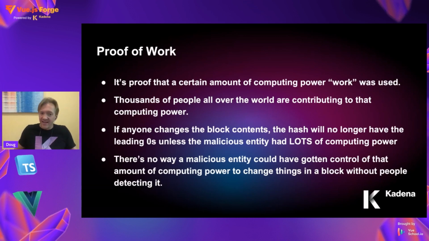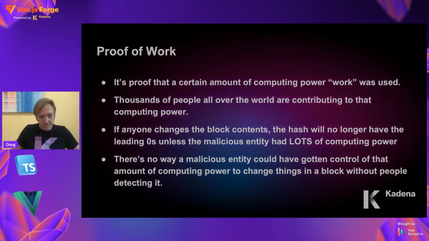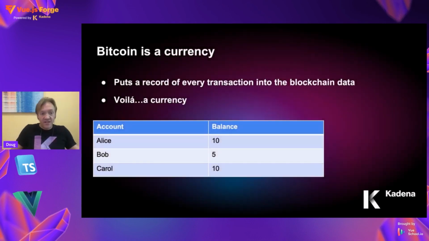And if you go back years, it's just astronomical the amount of power that someone would have had to have to be able to rewrite something in a block that's older than a certain amount. So Bitcoin is a currency because we stuck this transaction or this ledger into a blockchain, and now it can't be tampered with outside the rules that the system is programmed to allow.